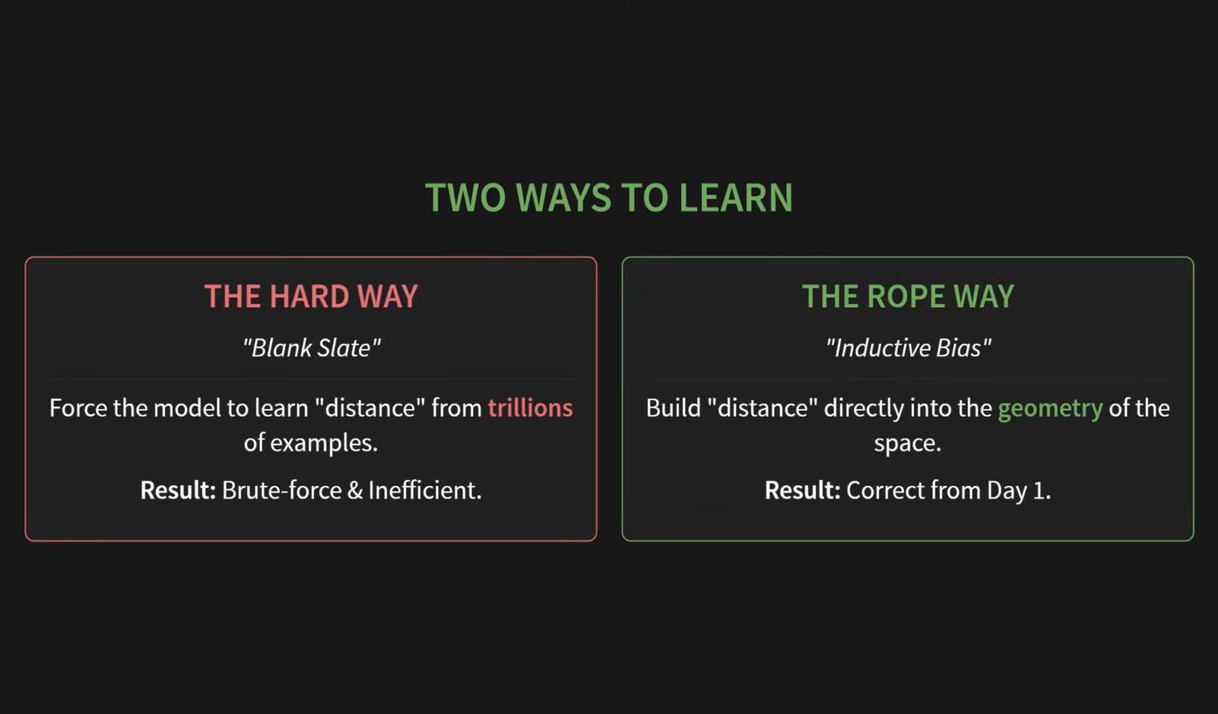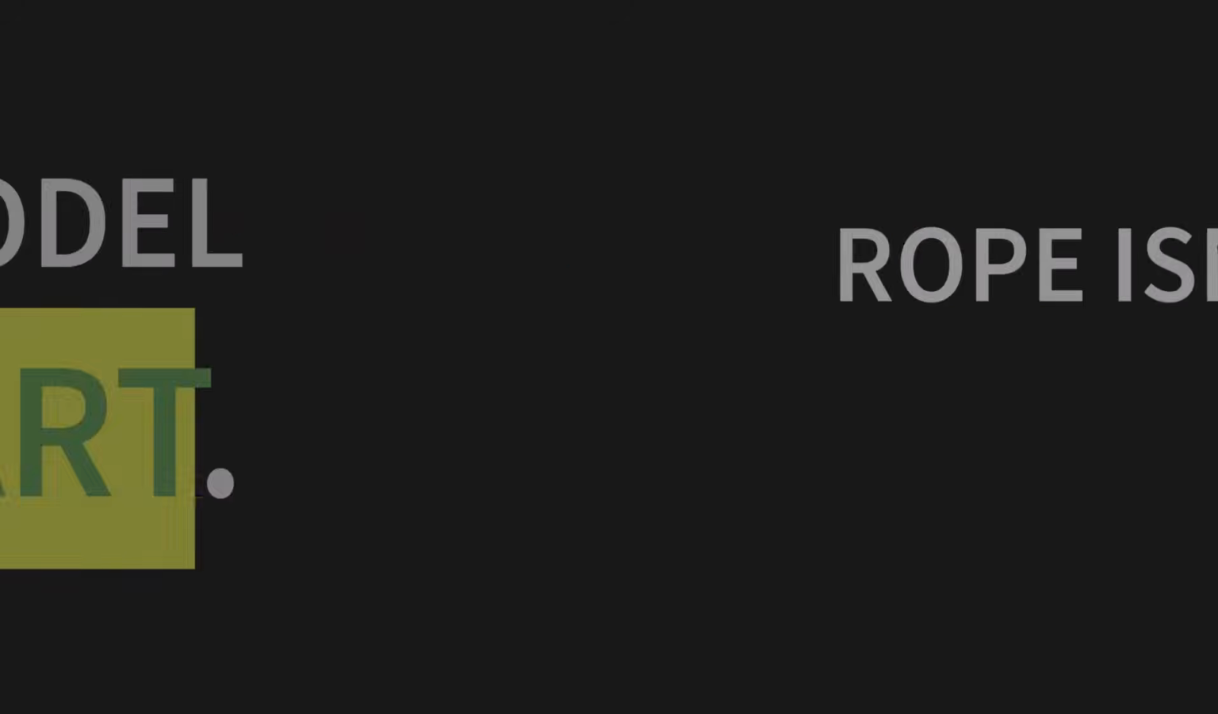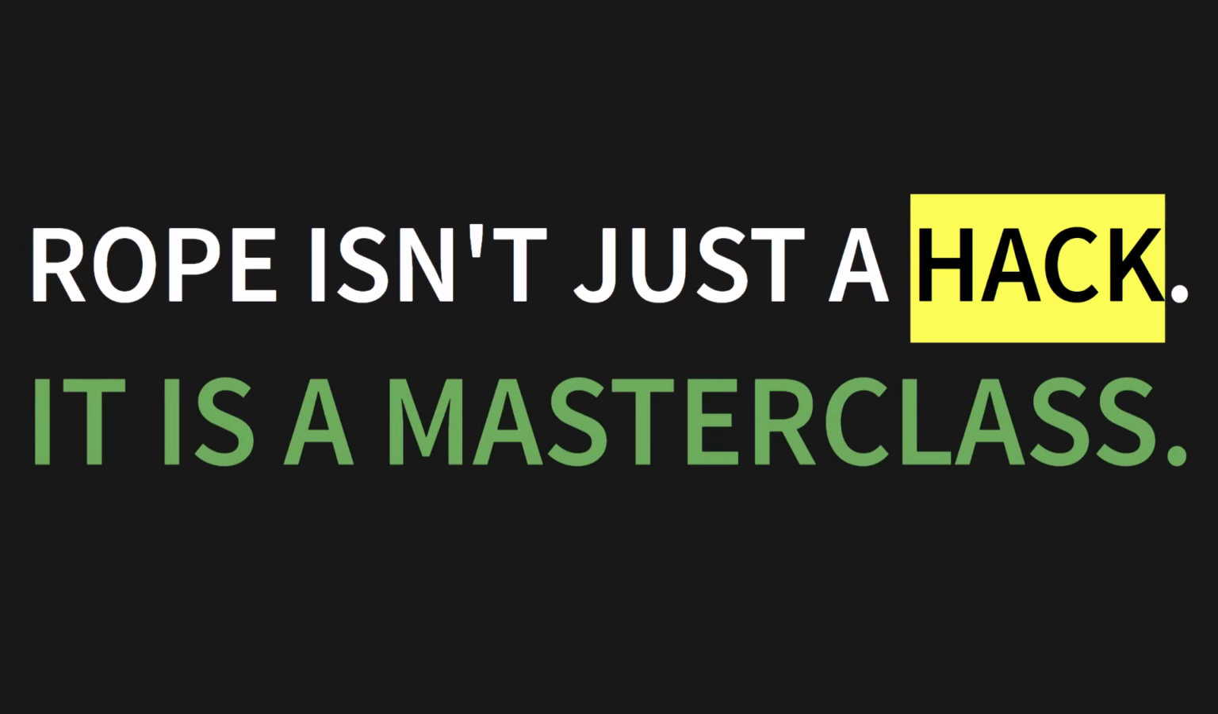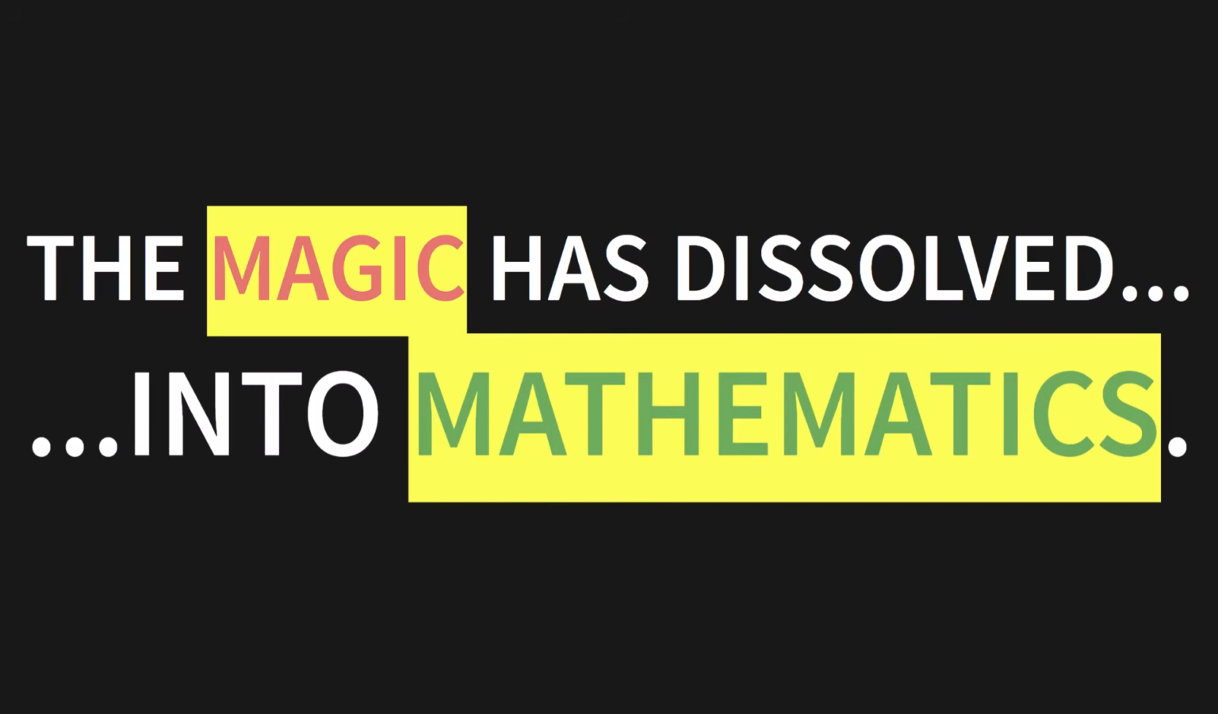And then there's the RoPE way, the inductive bias approach. We don't make the model learn about relative distance, we build it in. We build that idea directly into the geometry of the space itself. The result? It is correct from day one. Instead of starting from 0, we gave the model a head start. That's why RoPE isn't just some clever hack. It is a masterclass in model design. The magic, the thing that felt so complex and mysterious at the beginning, it hasn't disappeared. It has simply dissolved into elegant, understandable mathematics.